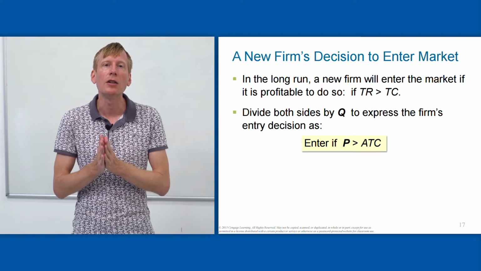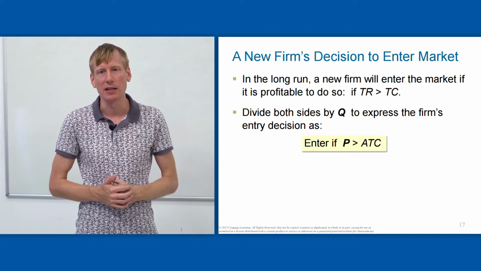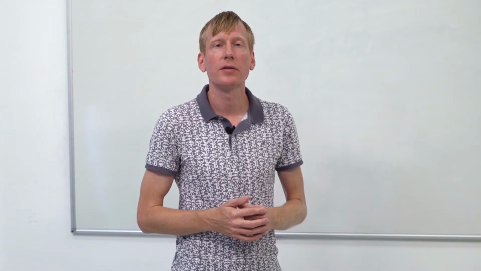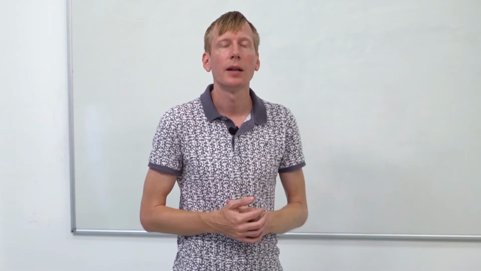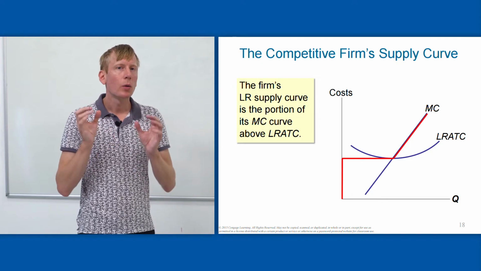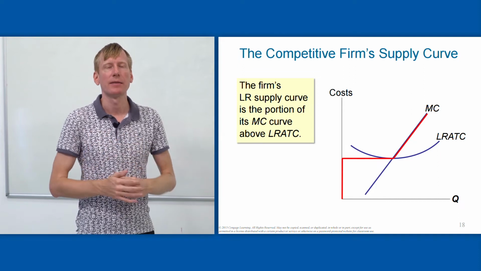That would define their entry decision, just like the opposite side defines their exit decision. So in the long run, we can also define a supply curve for a firm, just like we could in the short run, as this range of price and quantity combinations where the firm wouldn't choose to produce nothing. They wouldn't choose to exit.